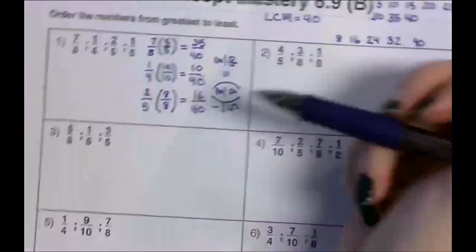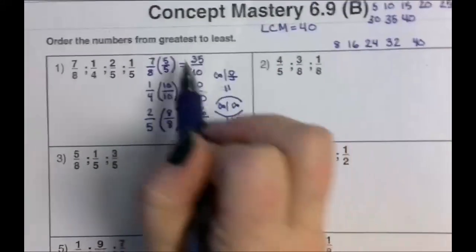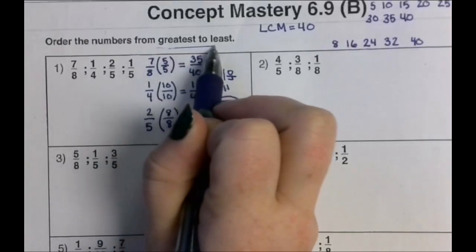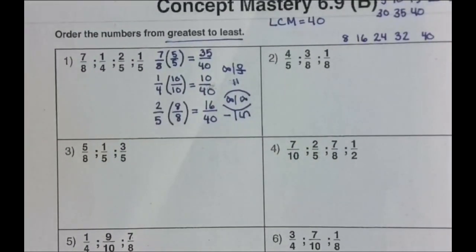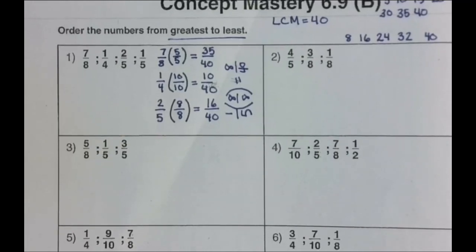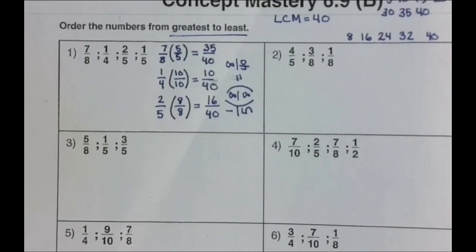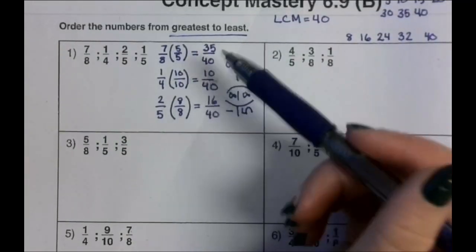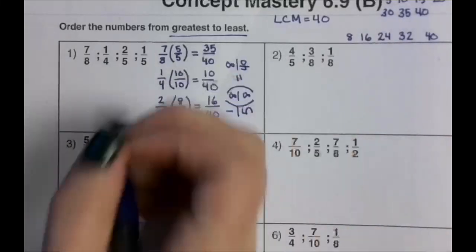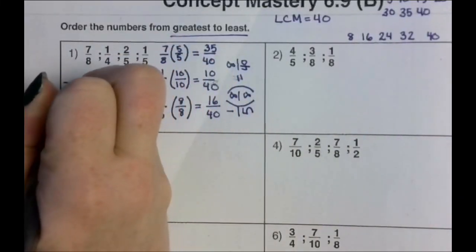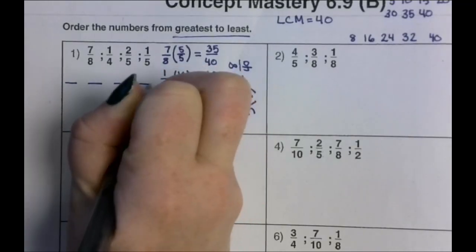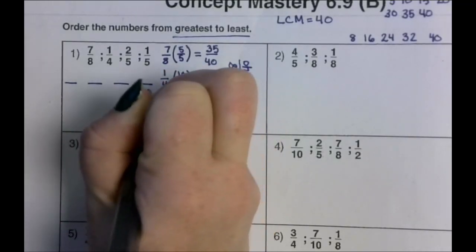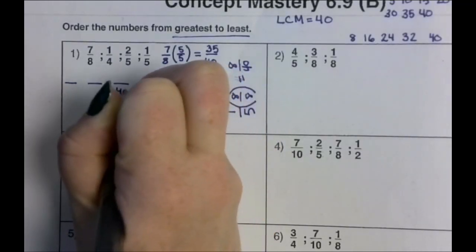I have the goal of getting them from greatest to least. So I'm going to list my converted fractions from greatest to least first. So since my denominators are all the same, I know I can put in 4 lines. 1, 2, 3, 4. And the denominator will be 40 on all of them.